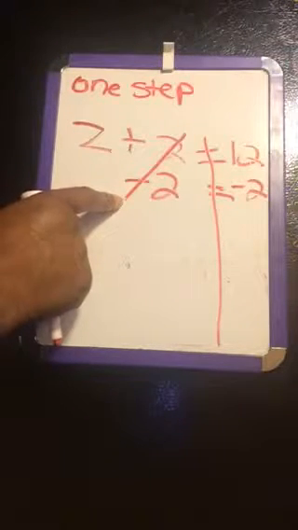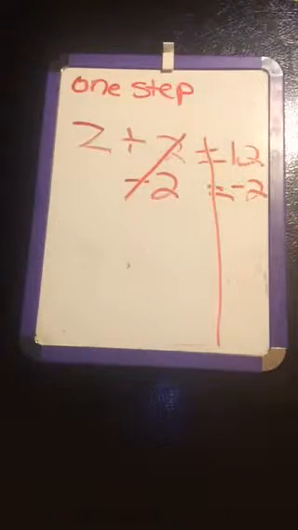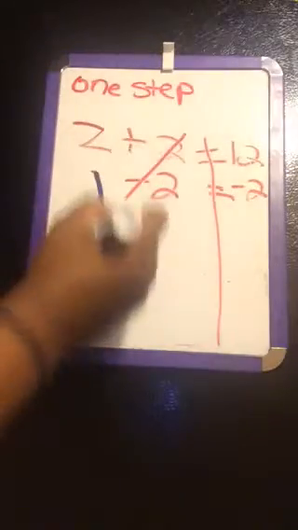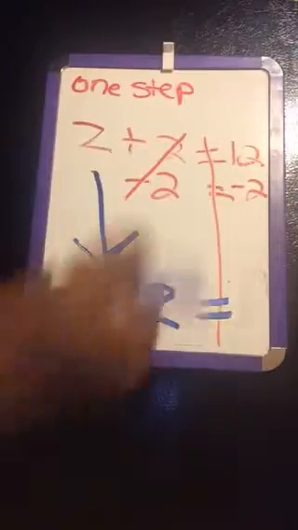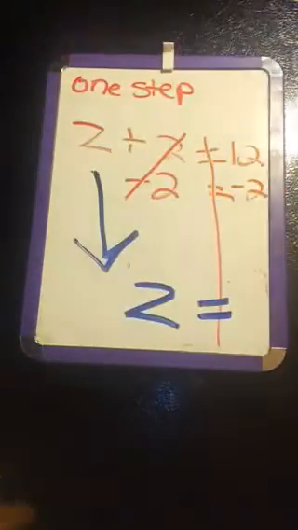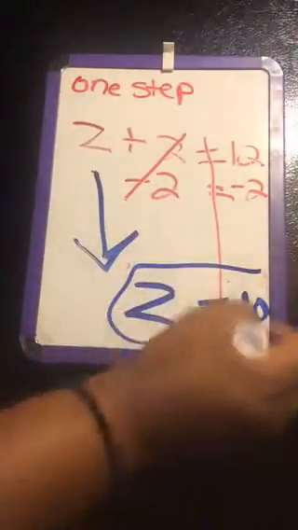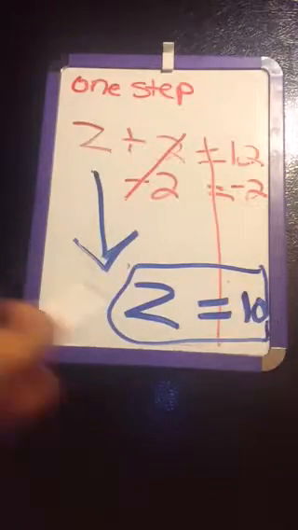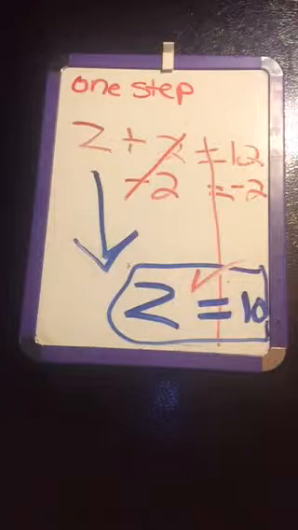Because you're moving that from here. So now we got z. We bring z down here because we are solving for z. So 12 minus 2 is what? It's 10. And that's our answer right there. The answer is 10. And I'm going to give you a nice little check mark right there. And that's basically how you solve it.